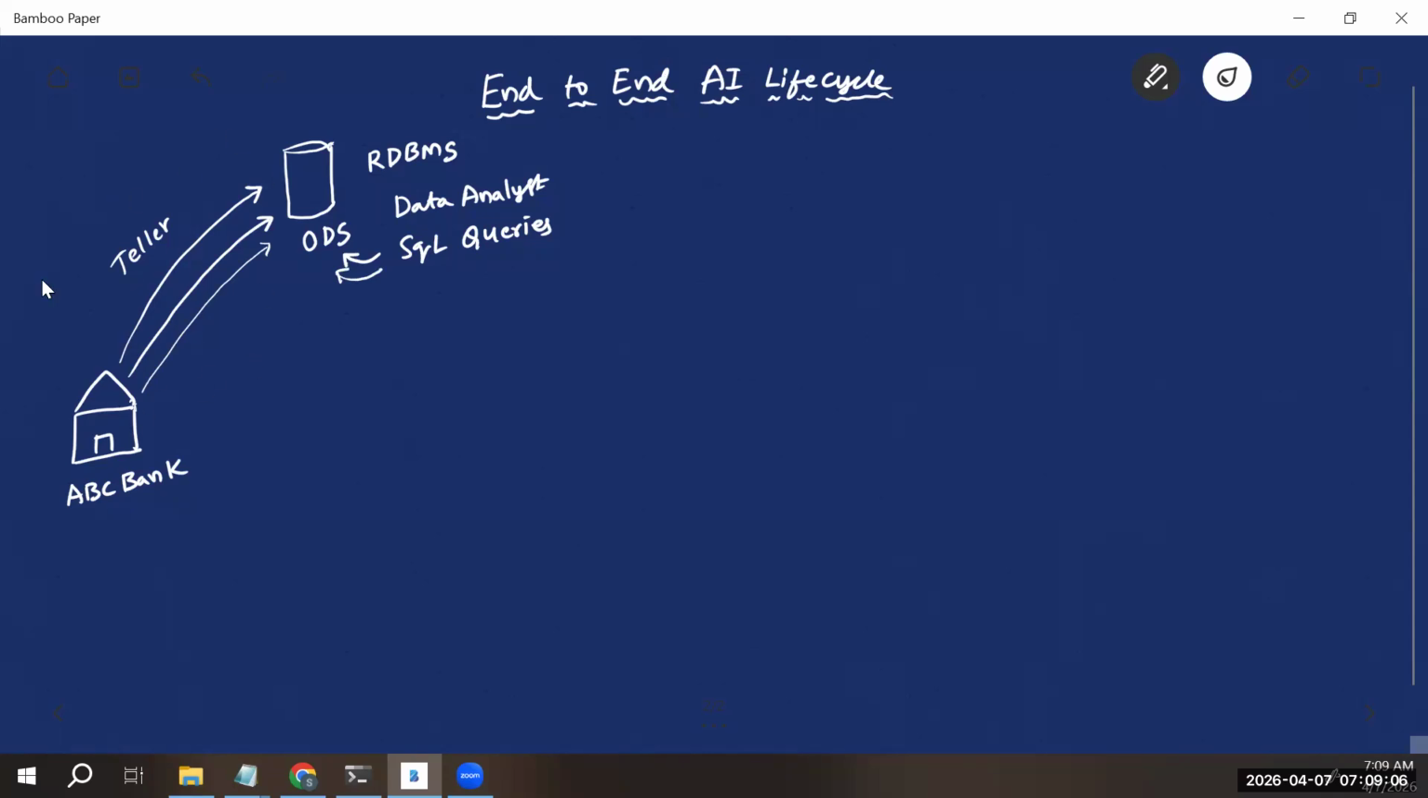So there's active transactions happening. People were withdrawing money, depositing money. At the same time, there's also the data analyst who is working throughout the day, and he or she is working on the SQL queries, dumping these queries. So because of which there is a slowness on the tables. The database tables were becoming slow.